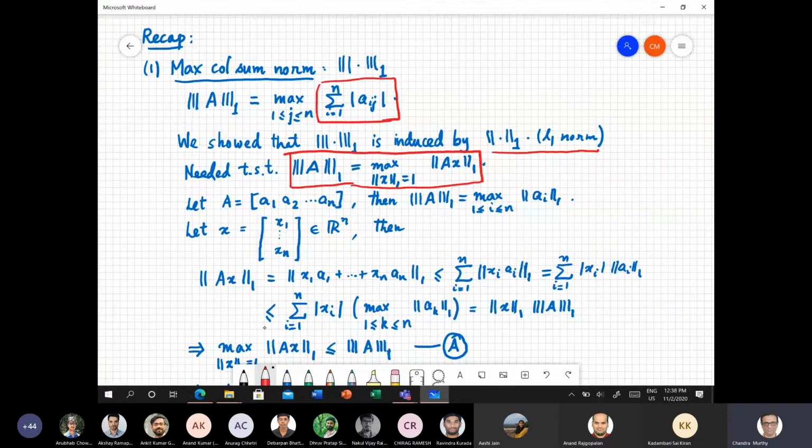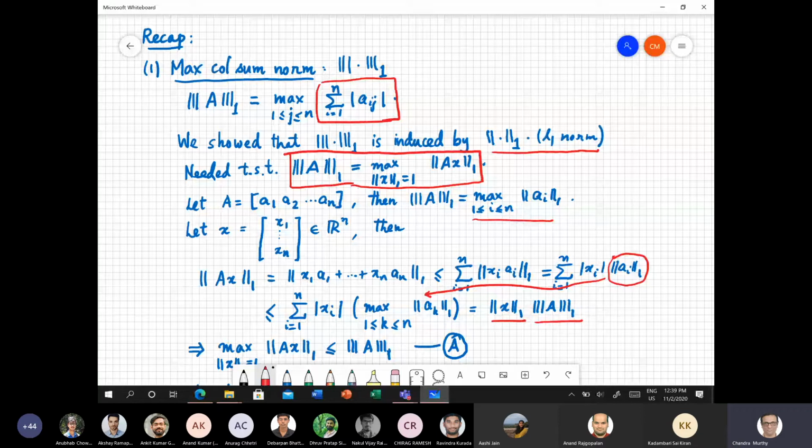And then I can further upper bound this by replacing all of these norm ai L1 terms with the maximum value, which is the max over 1 less than or equal to k less than or equal to n of the L1 norm of ak. Now this no longer depends on i, so it can come right out of the summation, and the summation i equal to 1 to n of mod xi is nothing but the L1 norm of x. And then this quantity here is by definition the maximum column sum norm of the matrix A.